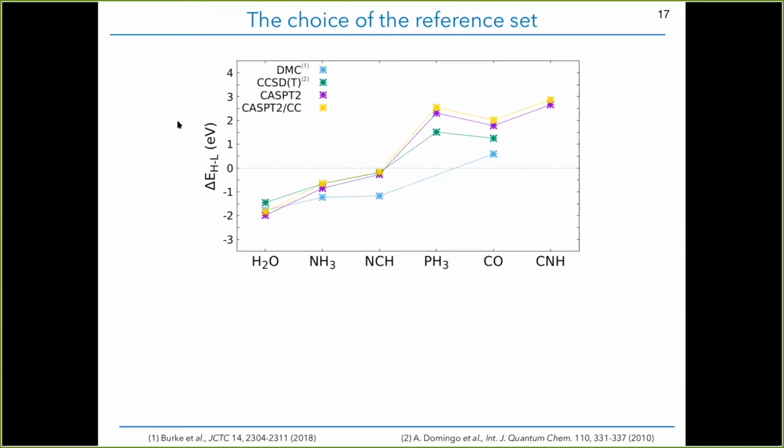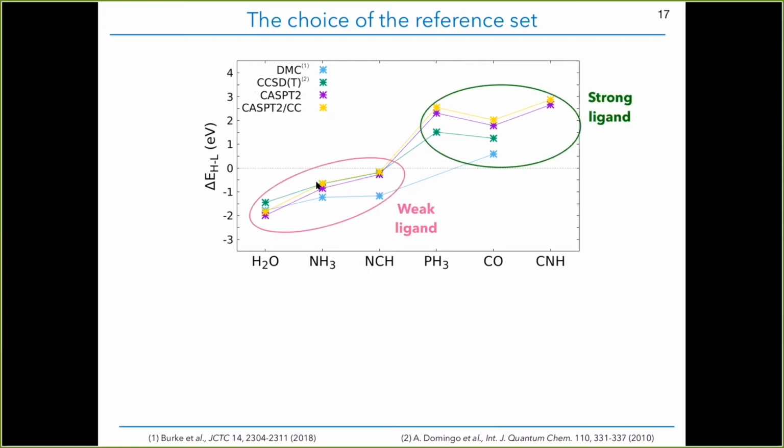In fact, in the literature, different authors have used different methods to compare the computed adiabatic energy differences, for example, diffusion Monte Carlo or coupled cluster. So just to discuss this point a little bit, because there is no golden standard for this kind of calculation.